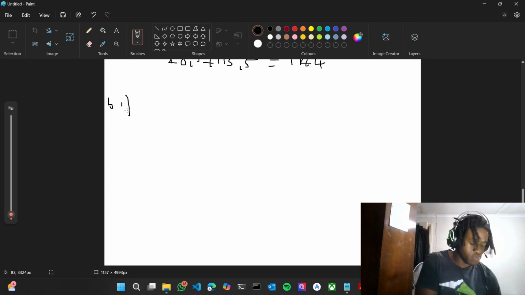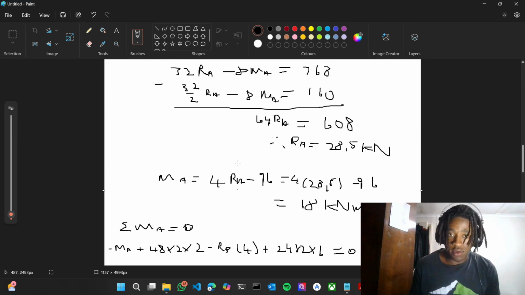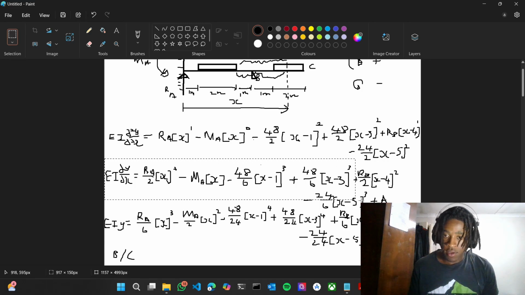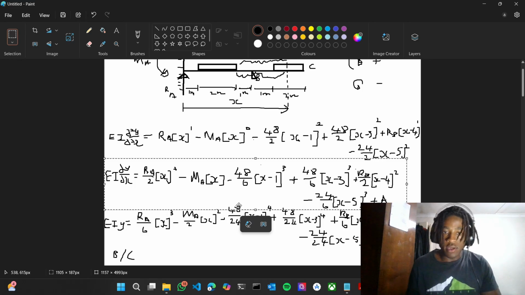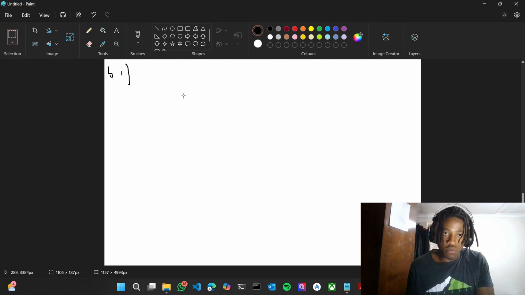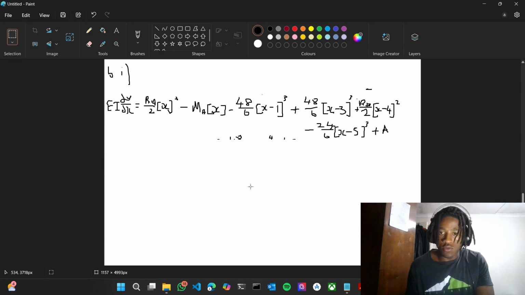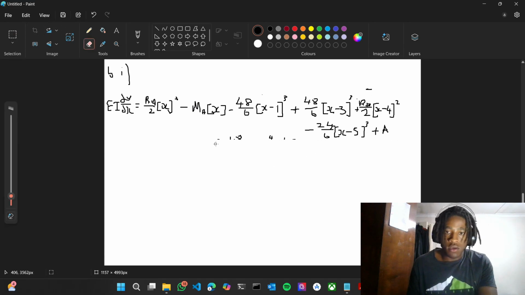So this part's relatively simple. All we're doing is substituting into now our slope equation, which I'm just going to copy because ain't nobody got time for that. Let's just copy that. Sweet. And we already know that A is 0, so we don't need it here.